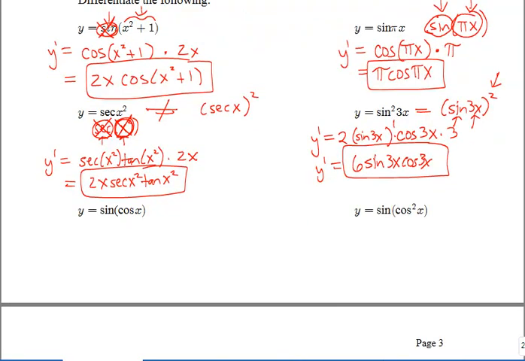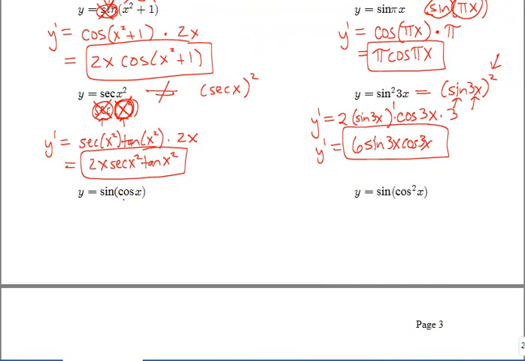Okay? Next example. Sine of cosine of x. So our outermost function is this sine. That's where you want to start. So the derivative of that sine is cosine, and it's cosine of the same thing that I was taking the sine of. And I was taking the sine of cosine of x. So you should be getting cosine of cosine x. Now we're not done. That was just the derivative of this piece. Now we need to do the derivative of this piece.